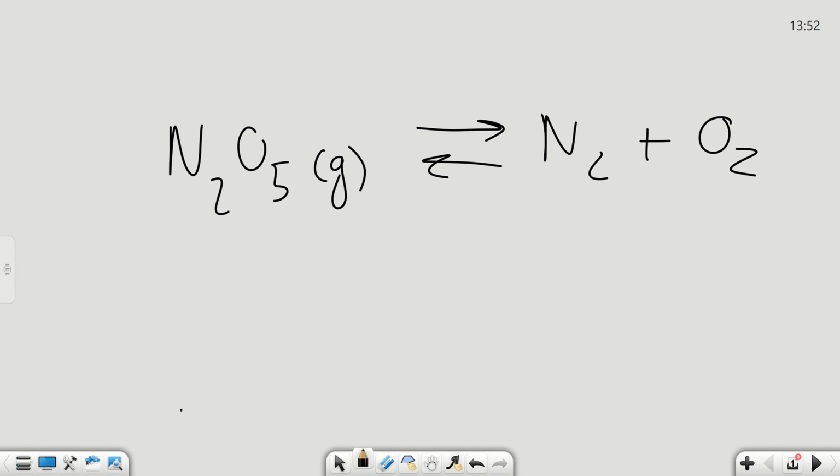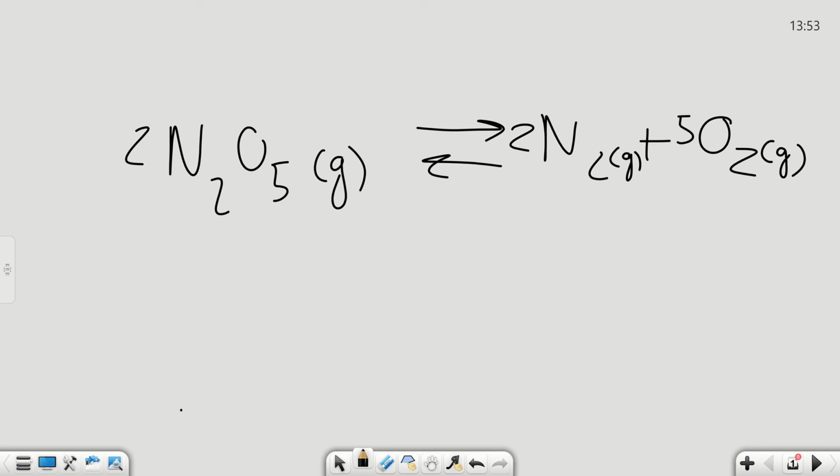I'll do one more here. This one is not balanced. I have to balance the reaction first. I need 5 here and 2 here and then 2 there. Sorry, I didn't write the states of matter here. Here's gas and here's gas. Okay. So for this one, let's play around with it again.